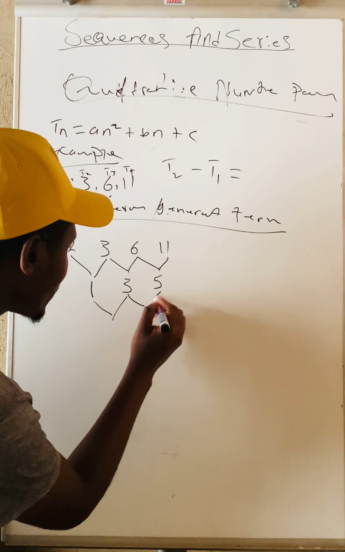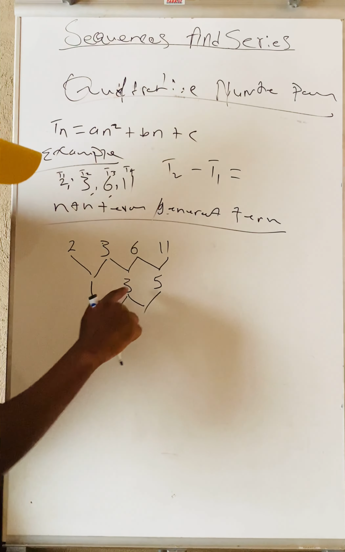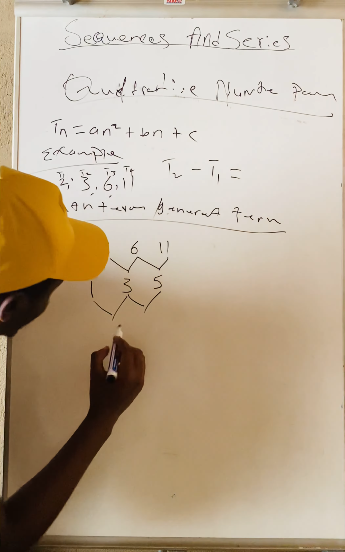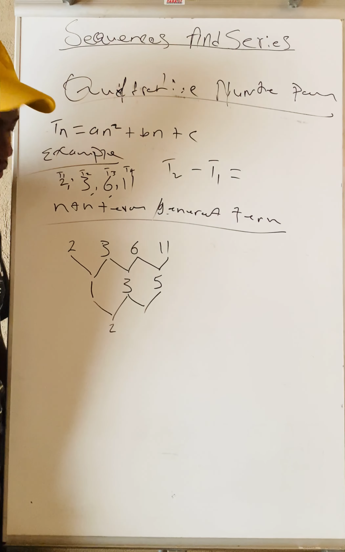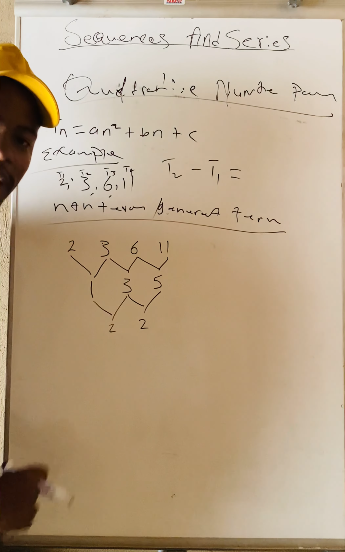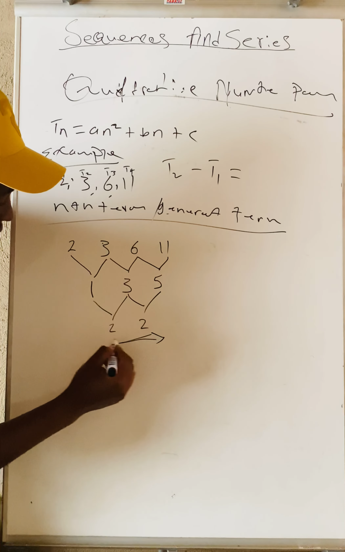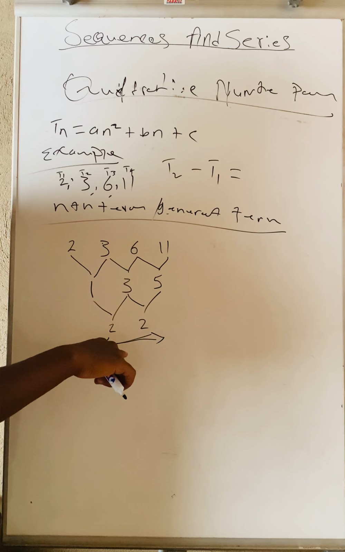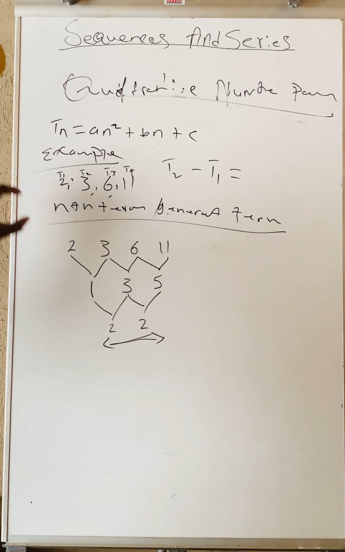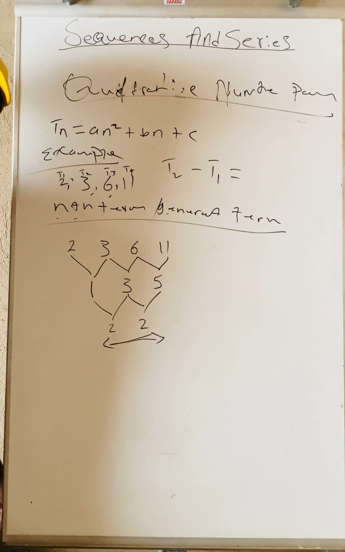Again, this one is going to be our T2 minus T1, where we say 3 minus 1, we get 2. Again, 5 minus 3, we get 2. You see, now we have a common difference, which is 2. Then the question said determine the nth term or general term.